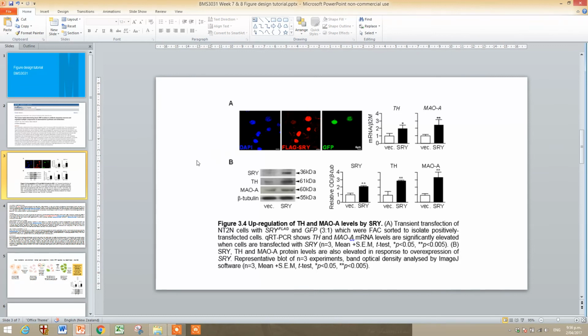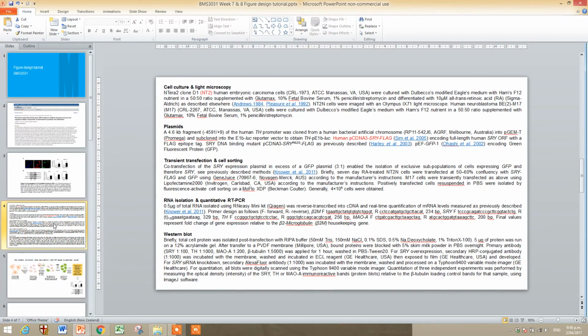So the next step you should do is to look at the methods. So if we go to the methods here, and I've just pulled out all the methods that relate to this figure, obviously you'll see that there's a lot going on. And so what you need to do is basically synthesize this into a figure, and the way you do that is by highlighting some of the key points.